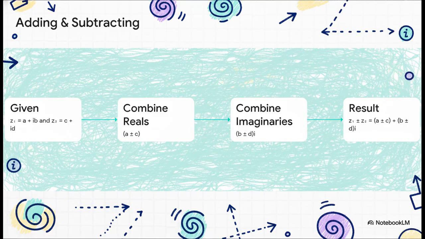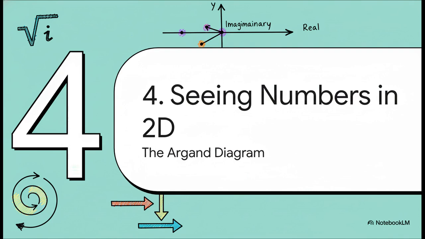Working with them is super intuitive. If you want to add or subtract two complex numbers, you just treat it like a simple algebra problem. You combine the real parts together, and then you combine the imaginary parts together. It's just like combining like terms. Easy. Okay, so that's the algebra.